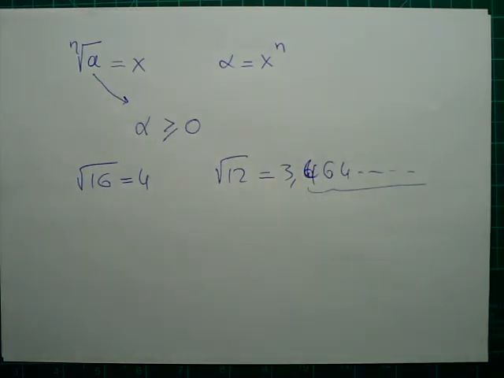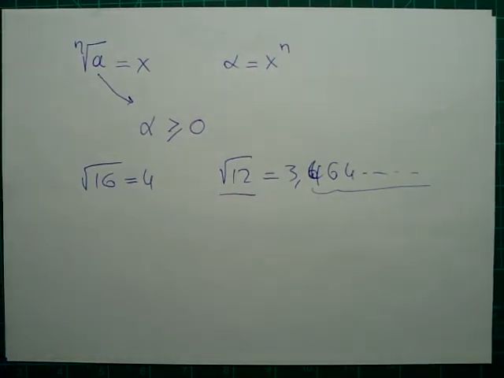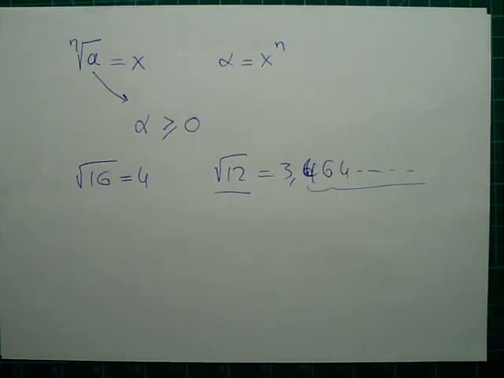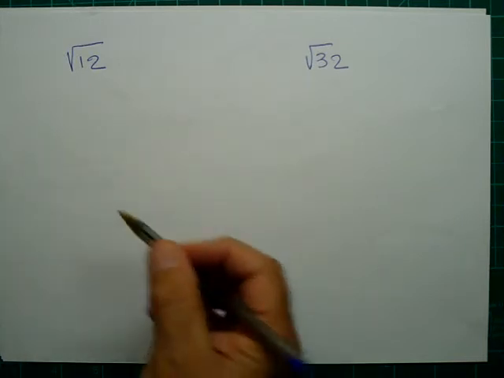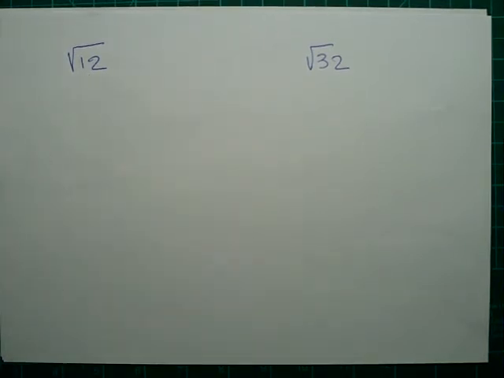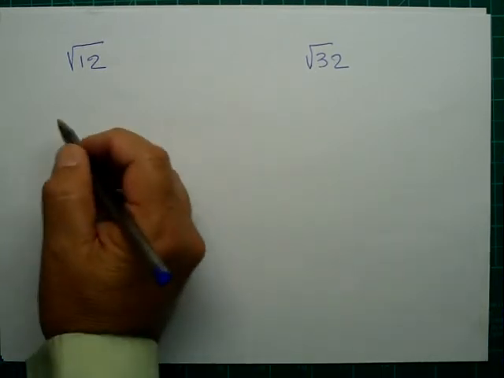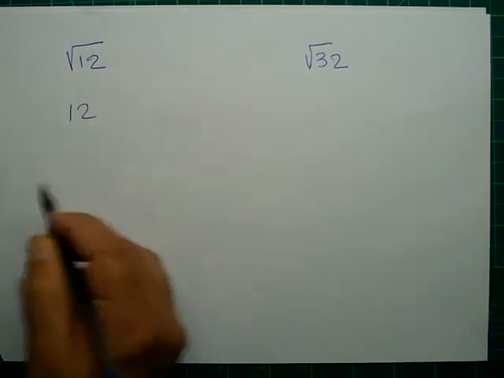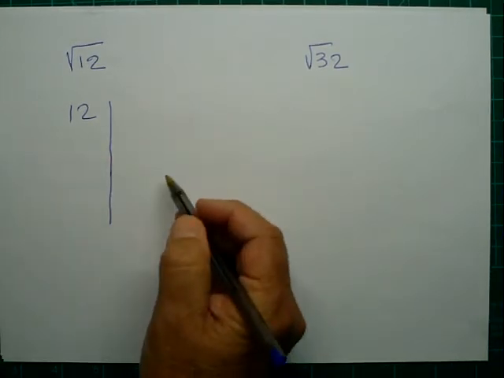The thing is, how do we simplify such irrational numbers or such roots? Well, there is a way to do that. I'm going to show you. Now, let's start with the square root of 12, which is an irrational number as we saw before. What we do first, we take number 12 and we factorize it near this line.